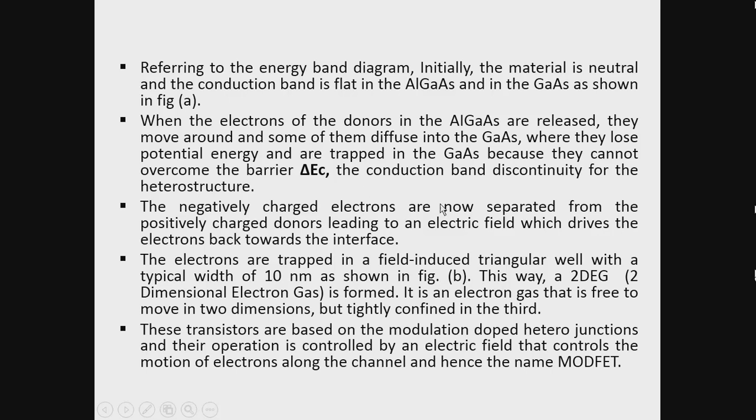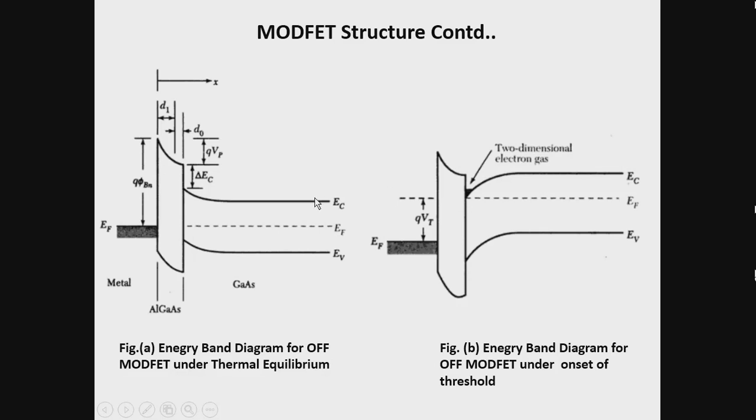The negatively charged electrons are now separated from the positively charged donors, which produces an electric field that drives the electrons back towards the interface. The electrons are trapped in a field-induced triangular well with a typical width of 10 nanometers, as shown in the figure. When this device is given a gate voltage, the device just starts to conduct, in order to form an electron charge sheet between the source and drain.